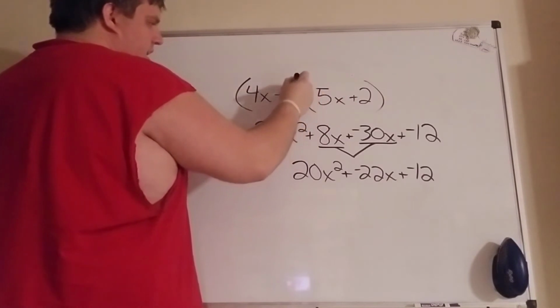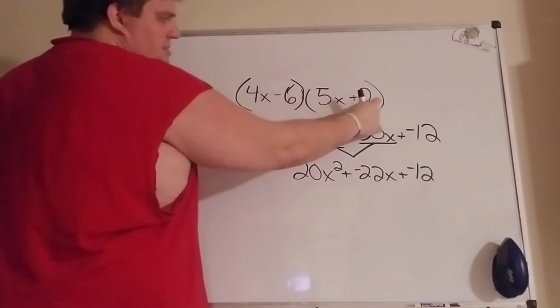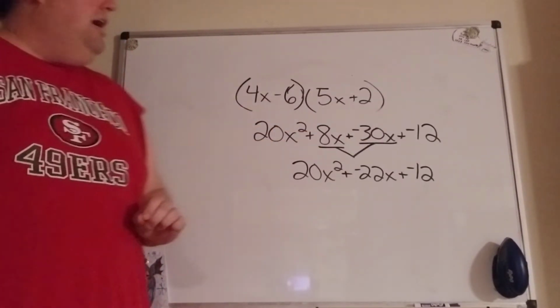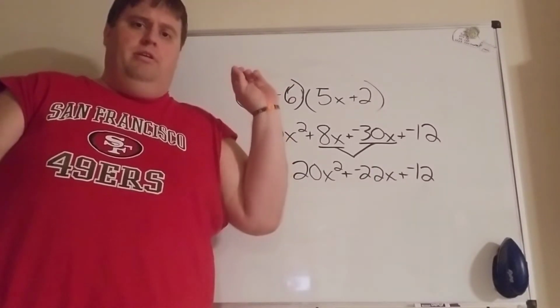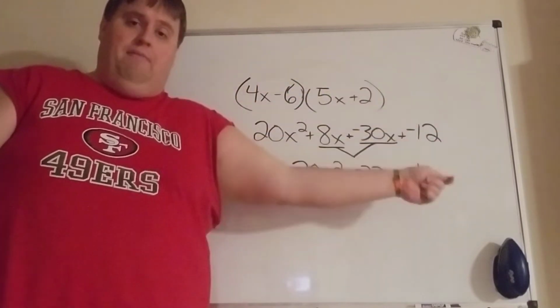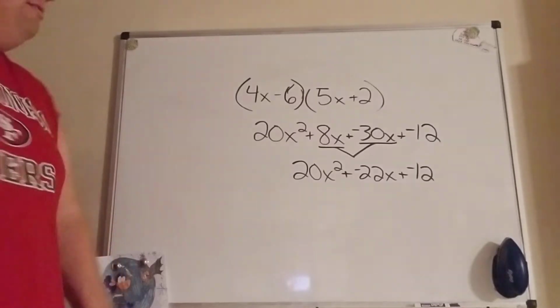People tend to think you just do the first terms and then the last terms, and they miss this whole middle part. That's really important. You have to do every number on the left side, every number in that polynomial, times every number in the other side's polynomial. And then add your like terms.